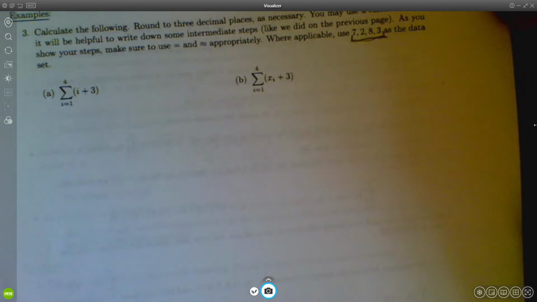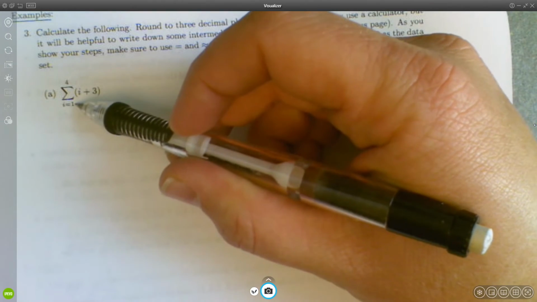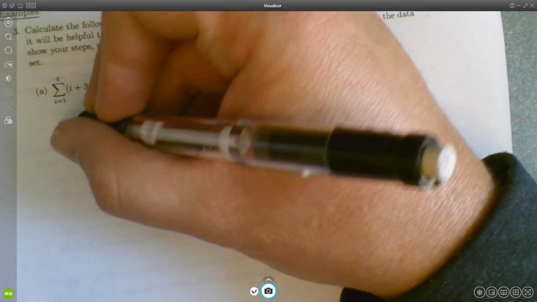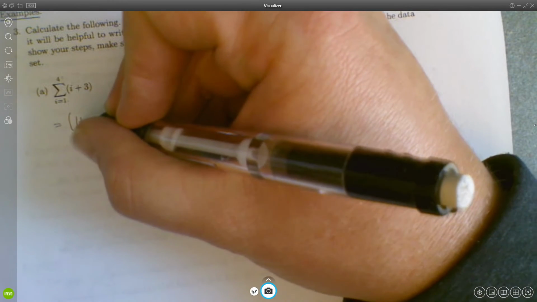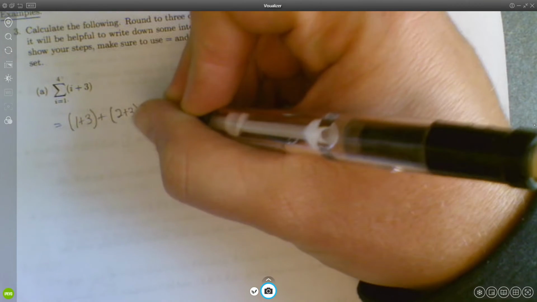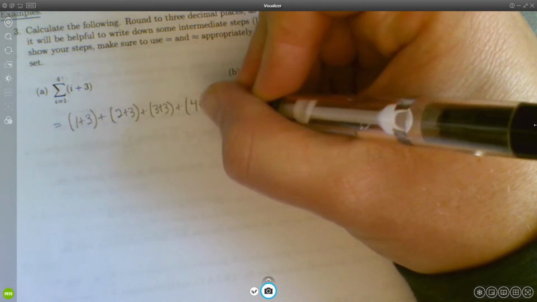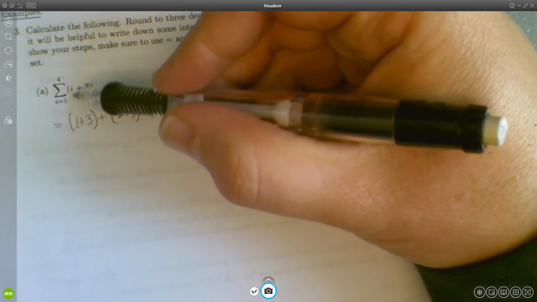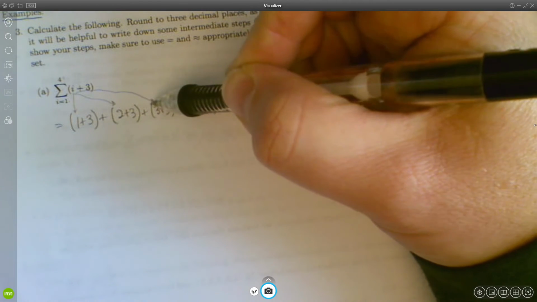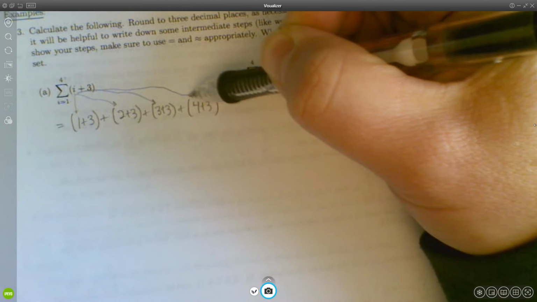Okay, in part A we don't have any xi's, we just have i's. So if I take turns replacing the i with a 1, and then a 2, and then a 3, and then a 4, and then stop at the 4, here's what I end up with. So this will look like 1 plus 3, plus 2 plus 3, plus 3 plus 3, plus 4 plus 3. Okay, so I'm just replacing the i with a 1, and then a 2, and then a 3, and then a 4.